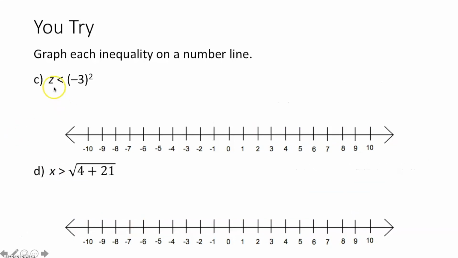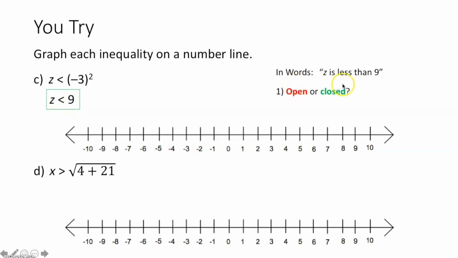Part C, we have z is less than -3 squared. Now, we have to simplify this side before we graph it. So what is -3, the quantity squared? That's 9. Now we're ready to go. So how does this read? In words, this is z is less than 9. So what we can do now is, since we have our variable on the left, we're ready to go.